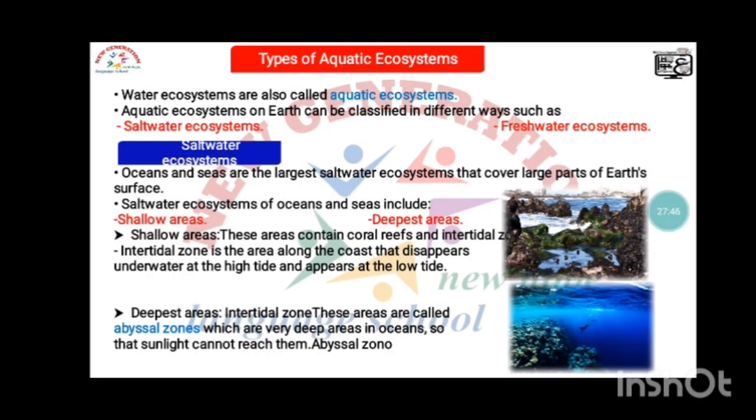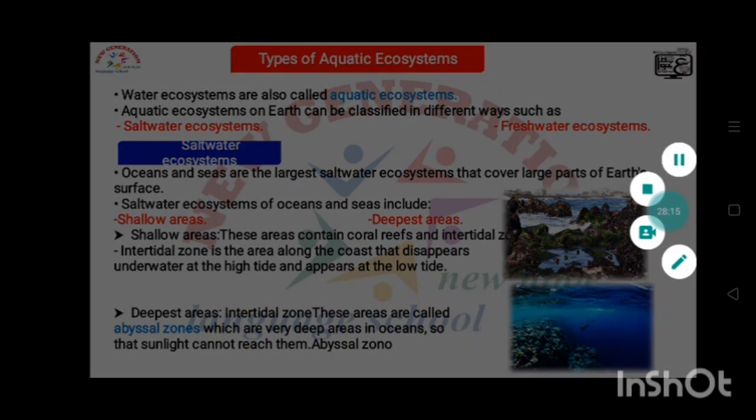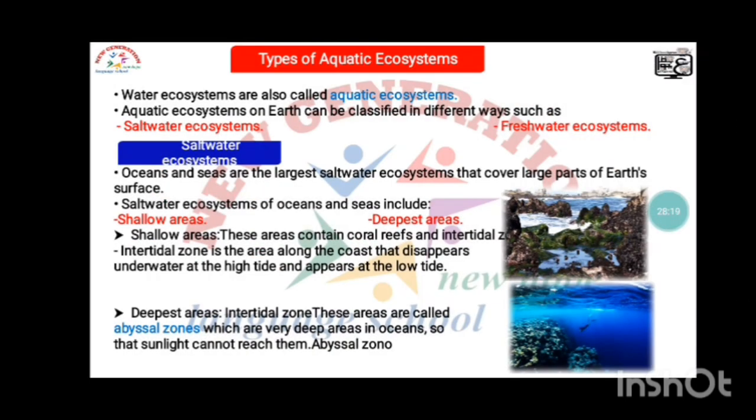Okay, so shallow areas contain coral reefs and the intertidal zone. And what is meant by the intertidal zone? It is the area along the coast that disappears underwater at high tide, but appears at low tide. But the deepest areas are called abyssal zones, which are very deep areas in oceans, so the sunlight can't reach them. Okay.